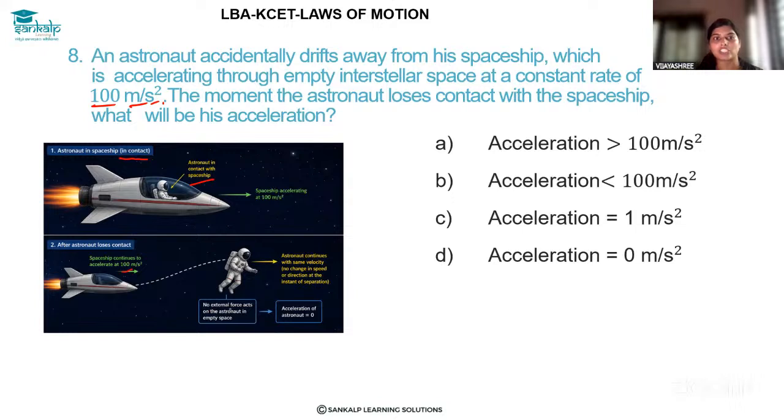Therefore, no external force acts on the astronaut in empty space, so acceleration will be 0. So what we are given: the spaceship is accelerating at 100 meter per second square. So what happens is the astronaut loses contact.